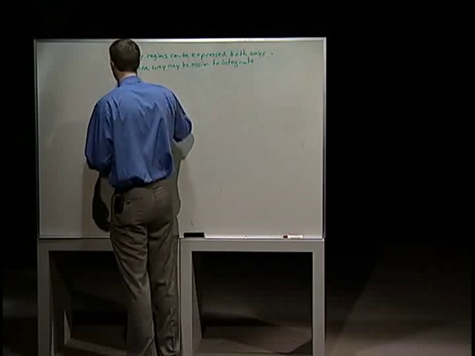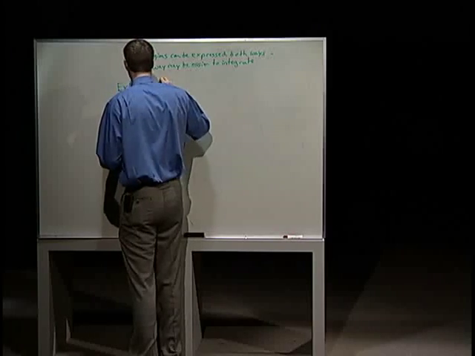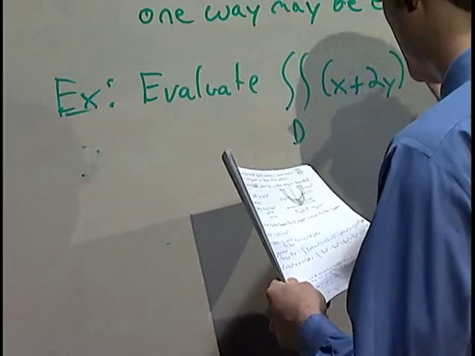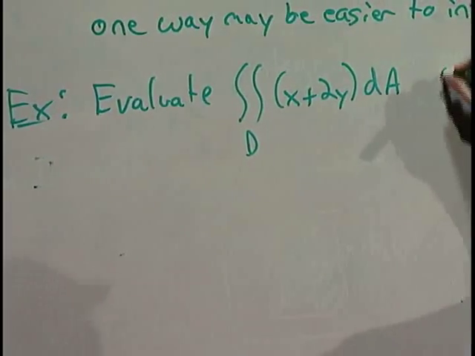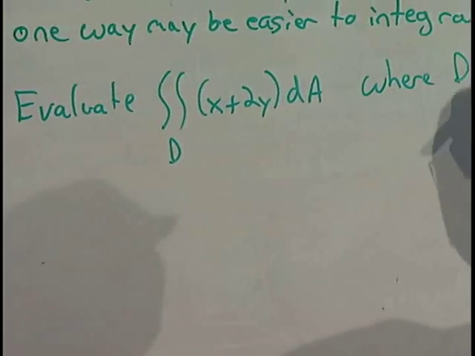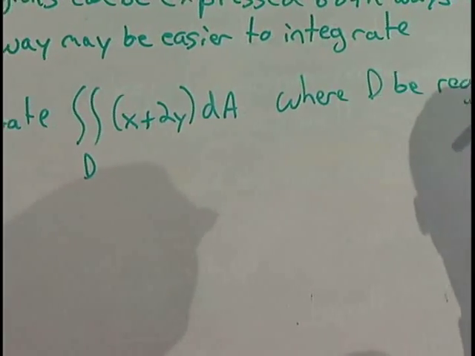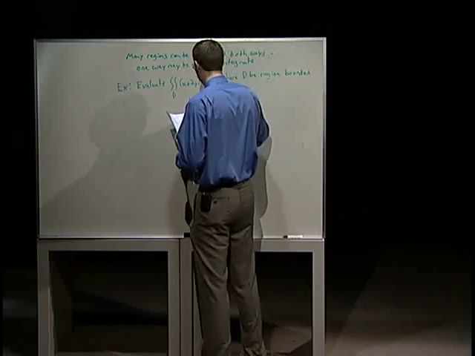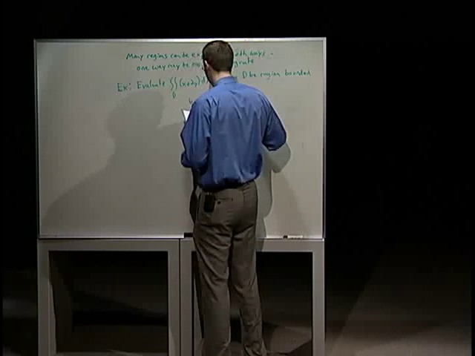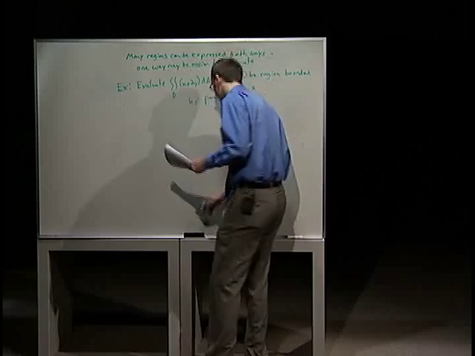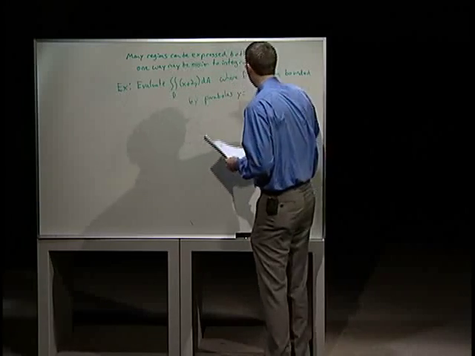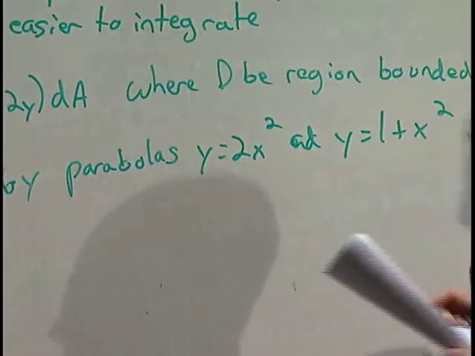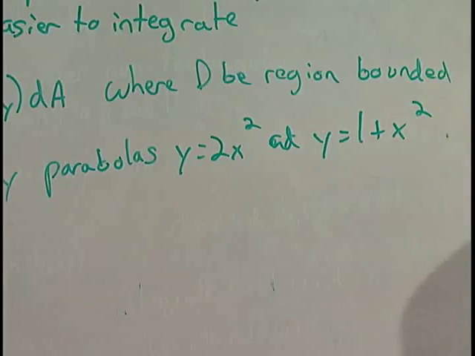So let's take a look at one here. Let's evaluate the double integral of x plus 2y, and let's have D be the region bounded by the parabolas y equals 2x squared, I'm sorry, y equals 2x squared is what I wanted, and y equals 1 plus x squared. That's the region I want to integrate over.